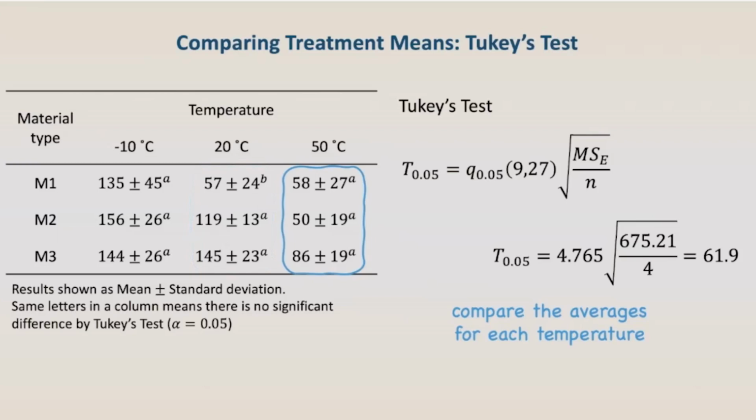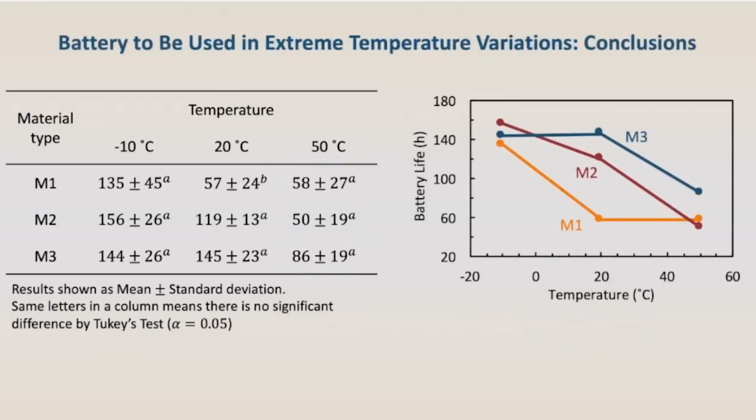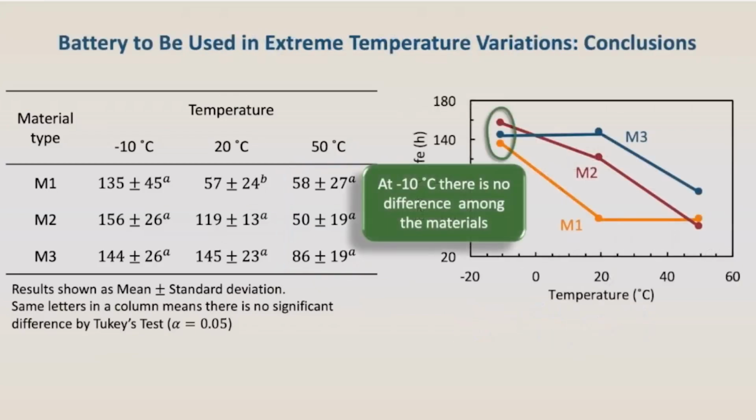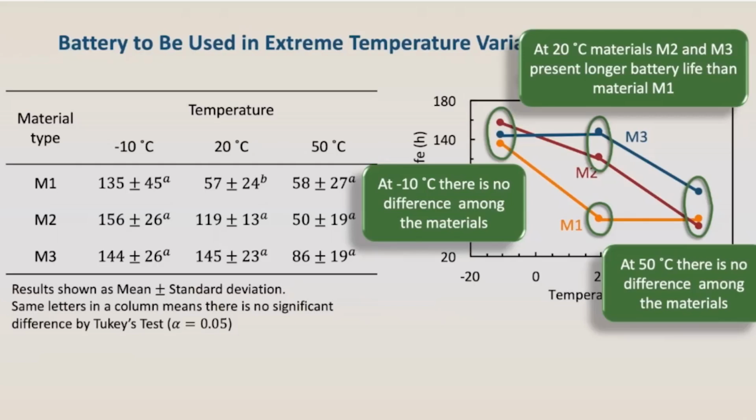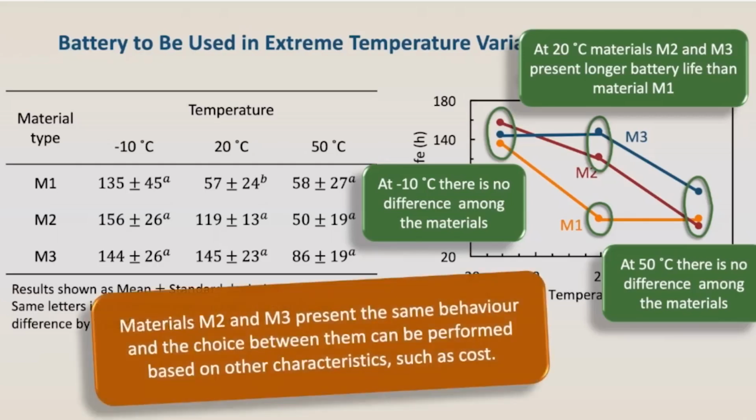It is pointless to compare the temperature within the materials, since we have no control over it. We cannot choose the best temperature. We can only choose the best material. And finally, we are ready to draw our conclusions. At minus 10 degrees, there is no difference among the materials. At 20 degrees, materials 2 and 3 present longer battery life than material 1. And at 50 degrees, also there is no difference among the materials. Our final conclusion: materials 2 and 3 present the same behavior, and the choice between them can be made based on other characteristics, such as cost.